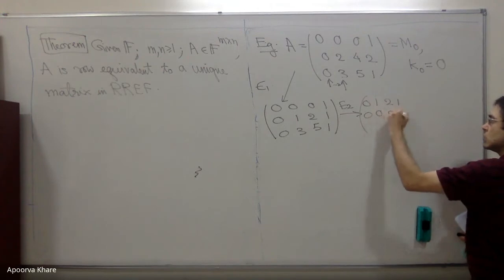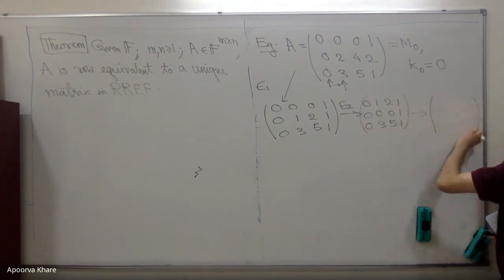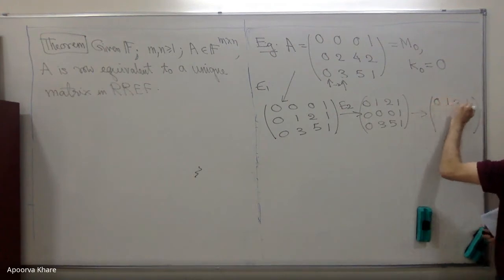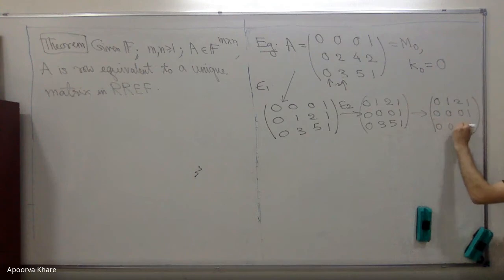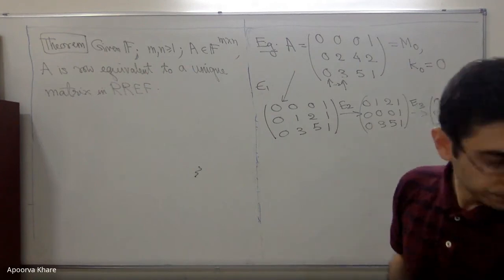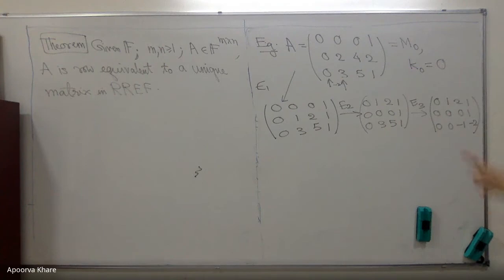0.0121, 0, 0, 0, 1, 0, 3, 5, 1. Now I get 0, 1, 2, 1, 0, 0, 0, 1, 0, 0, negative 1, negative 2. This is E3. Okay, so this is my third row operation. So that's how you keep doing row operations. And now I'm going to write the same thing down formally.